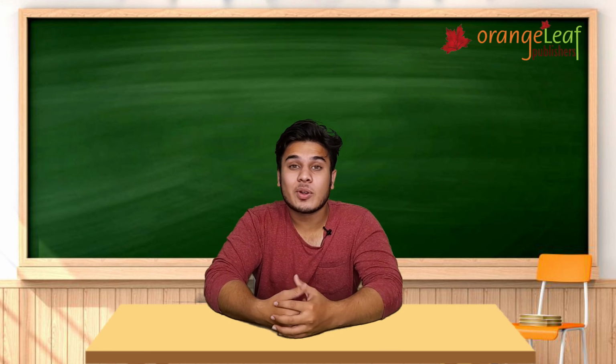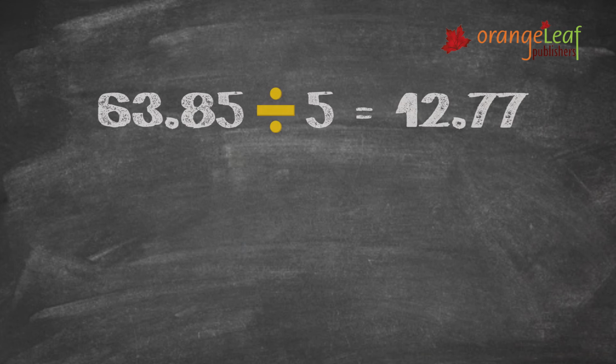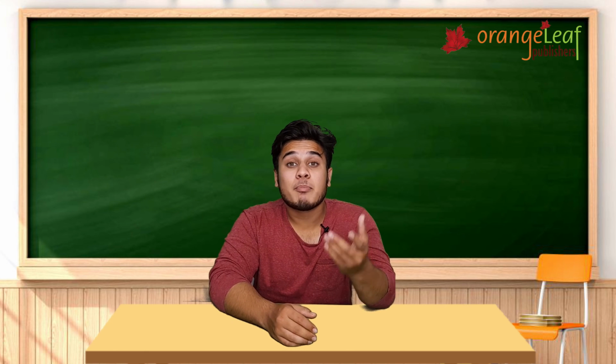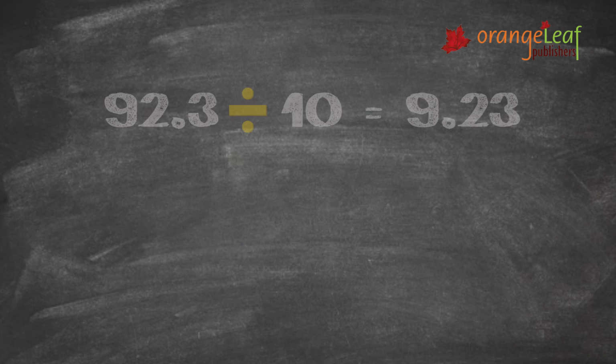Let's solve the following division problems. So we have 63.85 divided by 5. We use the long division method to divide the numbers as whole numbers and place the point in the quotient directly above the dividend. The final answer, the quotient, is equal to 12.77.